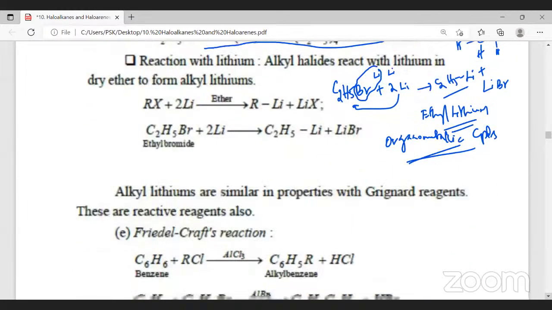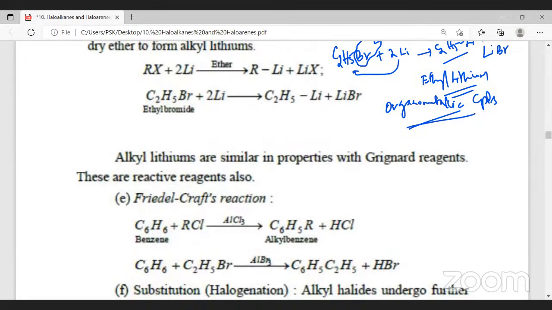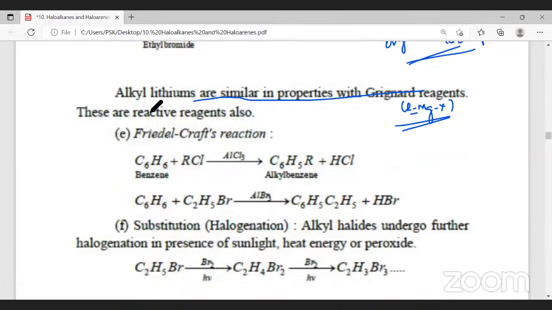Now, alkyl lithiums are similar in properties to Grignard reagent. We learned Grignard reagent as RMgX. Grignard reagent is the reagent which is used to prepare all organic compounds, as I told you. Similarly, alkyl lithiums also have the same properties as Grignard reagent. These are reactive reagents also. What do you mean by reactive reagents? Alkyl lithiums are reactive reagents.